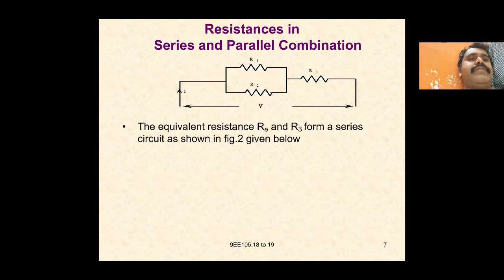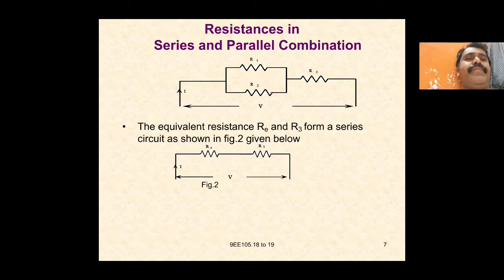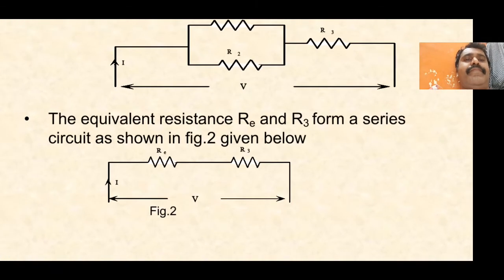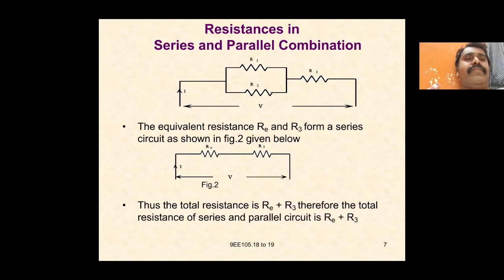The equivalent resistance Re and R3 form a series circuit as shown in figure 2 given below. That is, the R equivalent comes in series with the R3, where the voltage can be applied and the current can flow. Thus the total resistance is Re plus R3. Therefore, the total resistance of the series and parallel circuit is Re plus R3. Therefore, the current I is equal to V by Re plus R3.